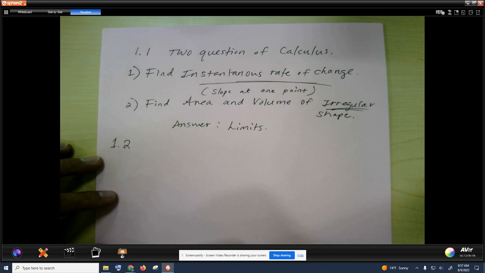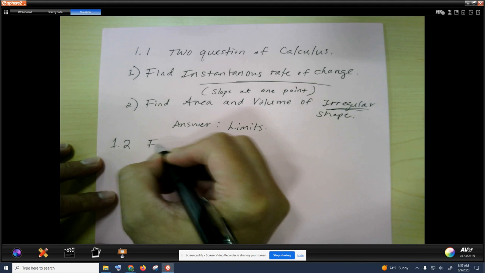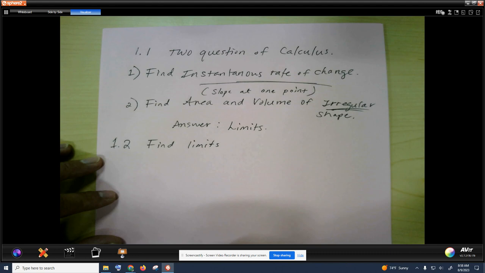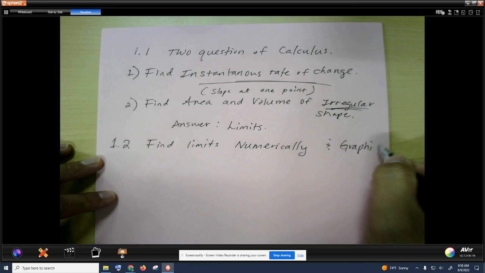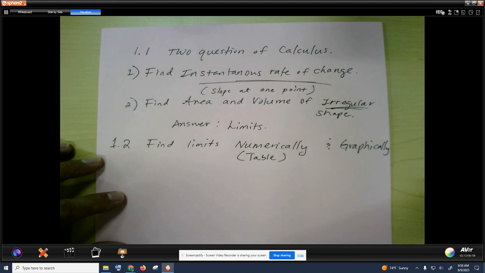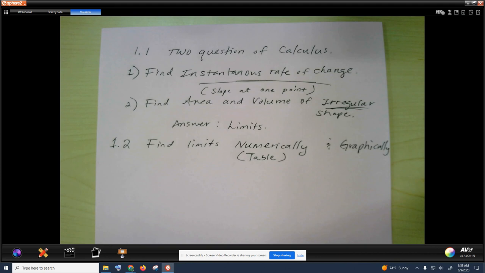Okay, so in 1.2, our goal now is to really just study limits. So we're going to try to find limits in two ways: numerically and graphically. Numerically is just, as our book says, let's find limits using a table, an input-output table. And graphically is just, what if we take a look at the graph of a function? What is the limit? So that's our goal for today.